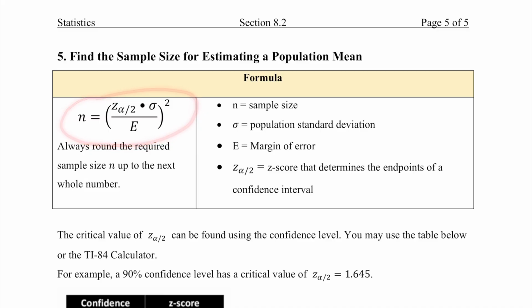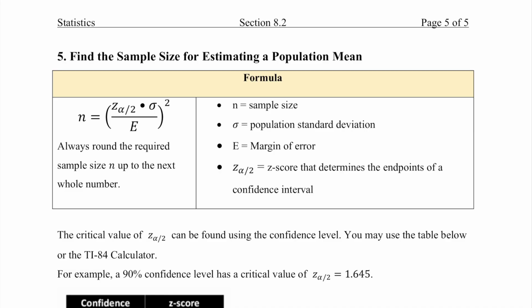In this formula, n is the sample size. Sigma is the population standard deviation. E is the margin of error. And z of alpha half is the critical z value based on the confidence level. Be careful here. This formula uses z, not t. That's because we are planning the sample size before collecting the data.